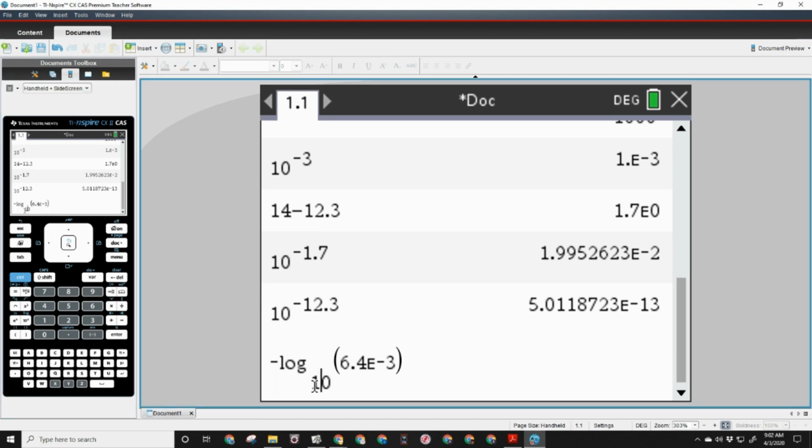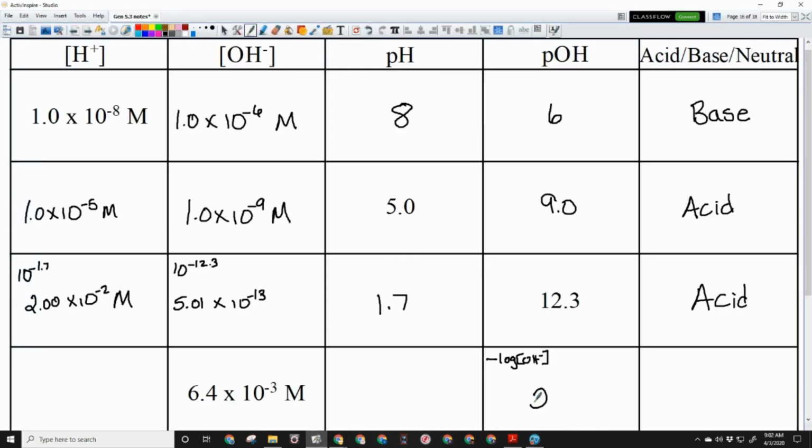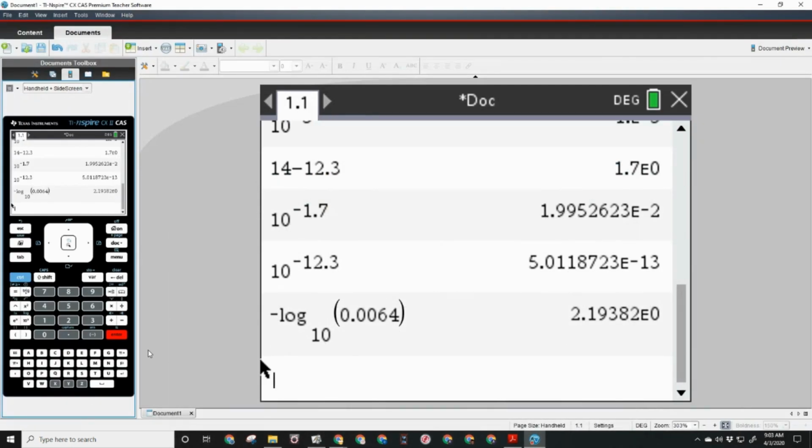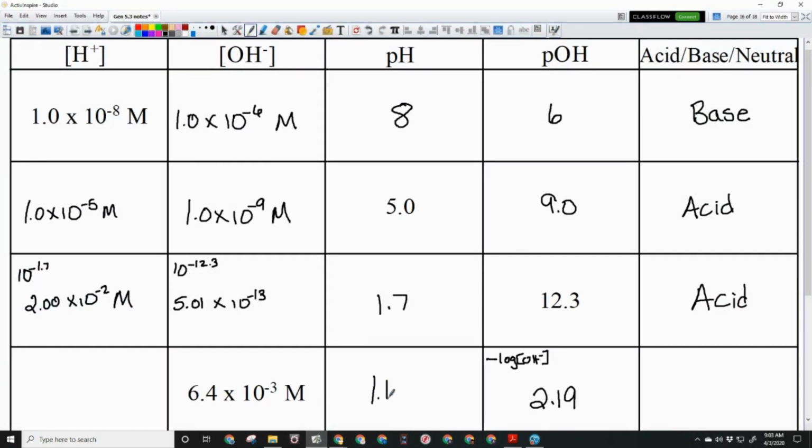Okay, so it's base 10 log, remember that. 6.4 times 10 to the negative 3. The pOH is 2.19. Okay, so we're going to have 2.19 here. So to get this one, it's 14 minus 2.19. So 14 minus 2.19. That's going to be 1.18.